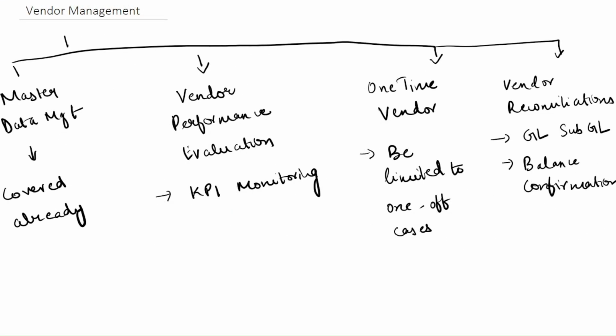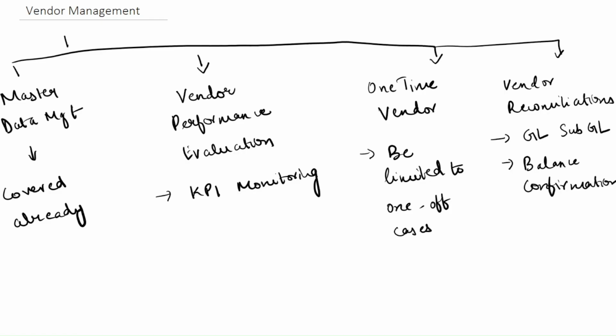So now I'm going to cover a few bonus processes which some people forget to cover in the P2P cycle, but these are inherent aspects of the overall P2P process. So firstly, it's vendor management. Now, we've already spoken about master data management, but other than that, there's also vendor performance evaluation, which has to be done to ensure that the vendors are adhering to the quality standards agreed upon. And there's a periodic KPI monitoring, which is nothing but monitoring of the performance indicators.